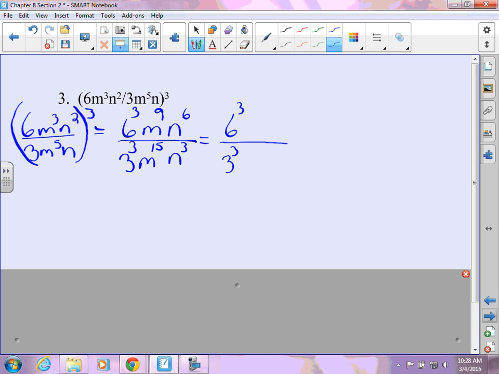So it's going to be m to the 6th. That's something new for us. Right? Look at the n's. Are there more in the numerator or the denominator? Numerator, how many more? 3. So I'm going to go n to the 3rd. Okay, now it's going to tell us to simplify, all right?